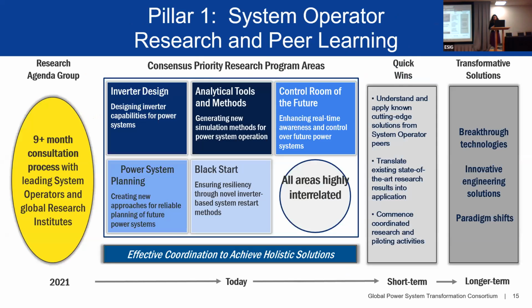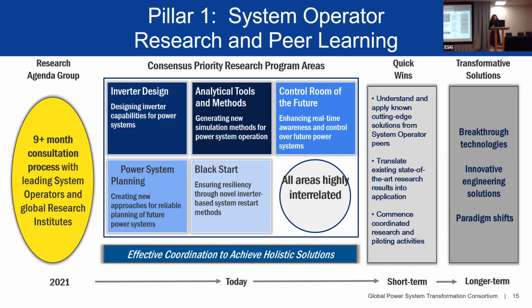So just a little bit more on pillar 1. As I mentioned, 6 system operators got together with some researchers and leaders in this industry and, during the course of 9 months, developed a research agenda. And this is basically 60 questions that the 6 system operators need to solve yesterday. So they are looking for solutions. There are no solutions out there, and they are already now needing some of the solutions.